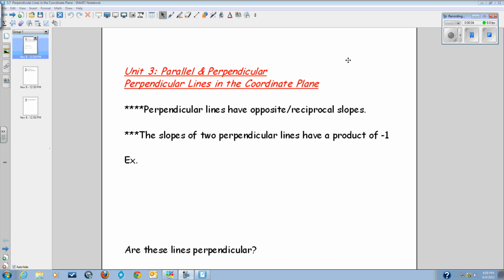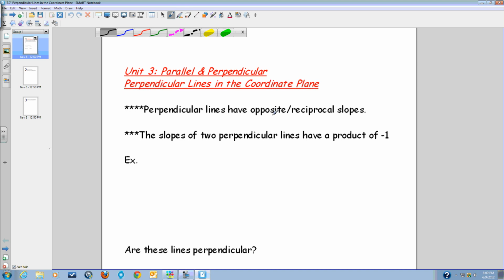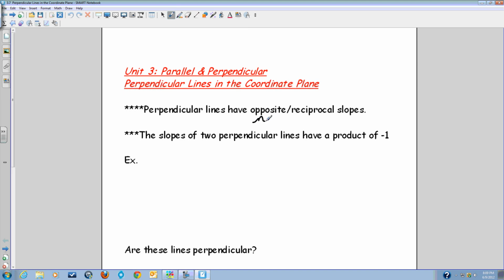Today's topic is perpendicular lines in the coordinate plane. Perpendicular lines have opposite reciprocal slopes. Sometimes this is known as the negative reciprocal. So you'll hear those two terms interchanged, opposite reciprocal and negative reciprocal. The slopes of two perpendicular lines have a product of -1.